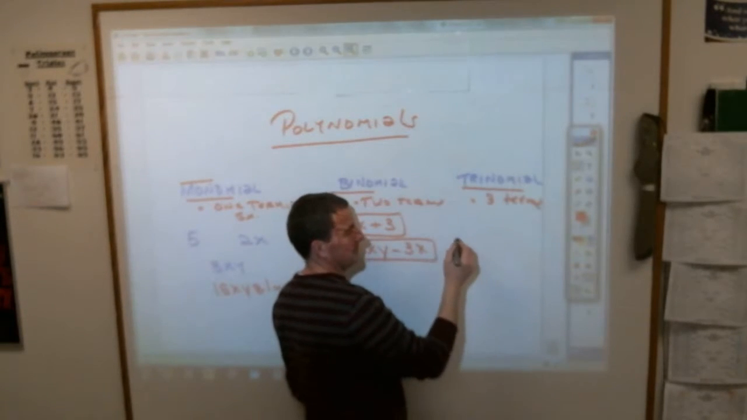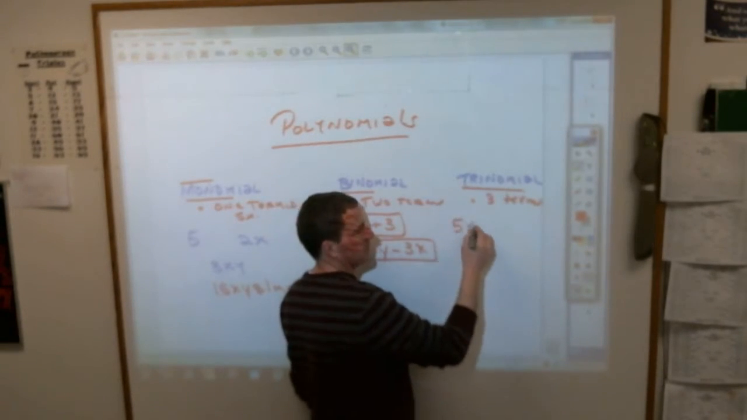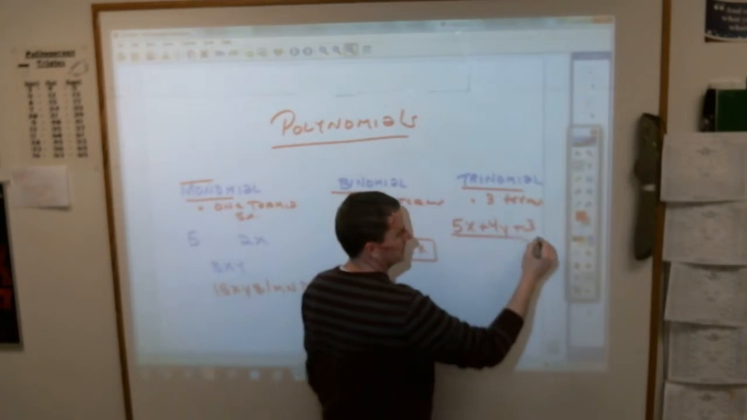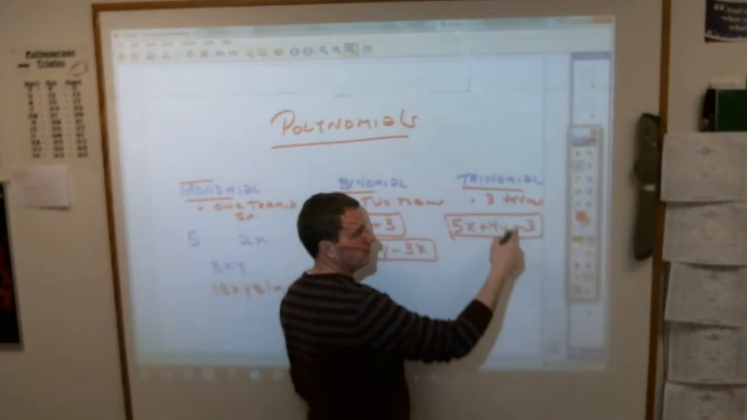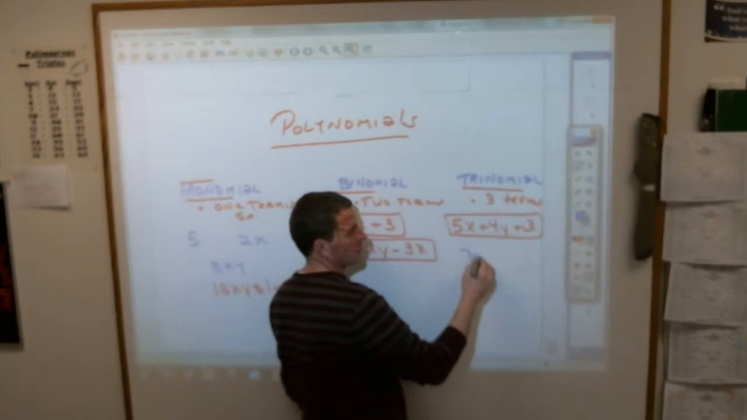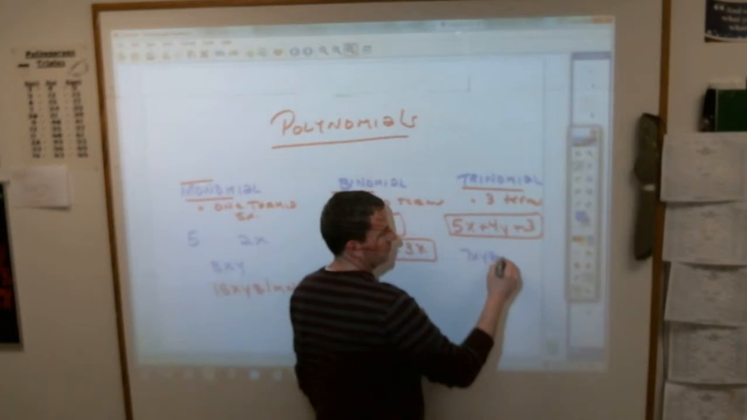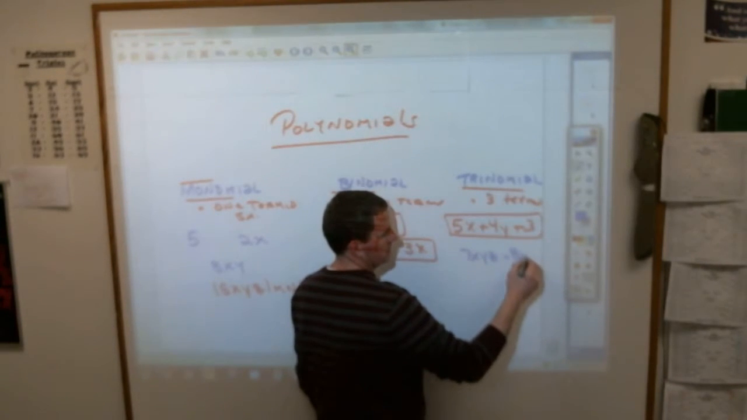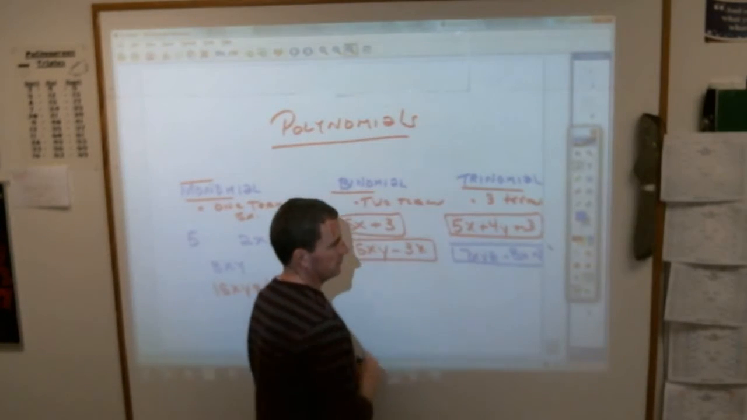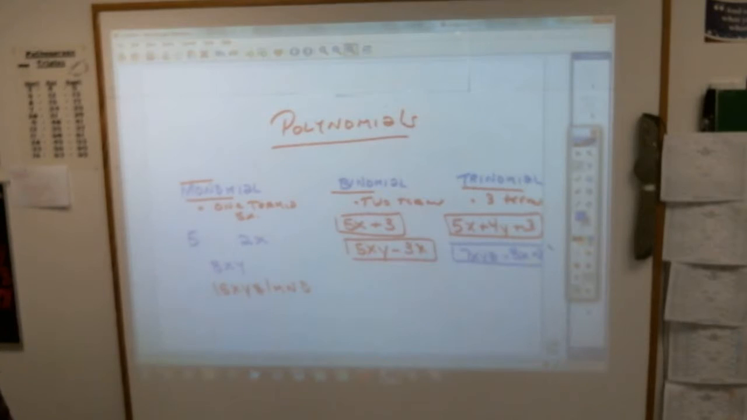And that would be something that might look like this. 5x plus 4y plus 3. 3 terms, all separated by addition or subtraction. 7xyz minus 8x plus 2. 3 terms. Can you have more terms than that?